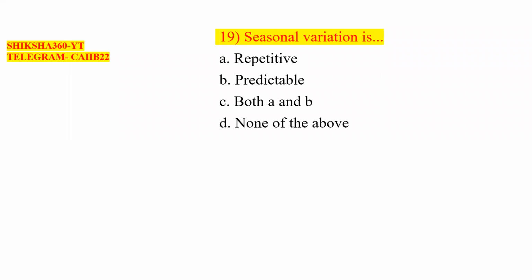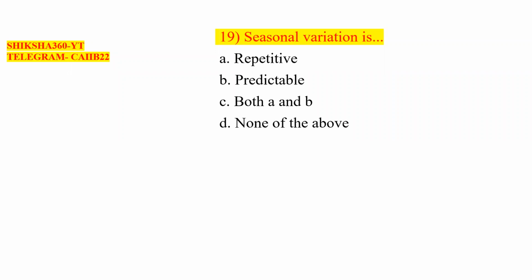For example, tourists in the hill stations move either in the summer or in the winter season. So that is repetitive, and it is also predictable, because we know that every year they will go there. So the correct answer is option number C, both A and B.